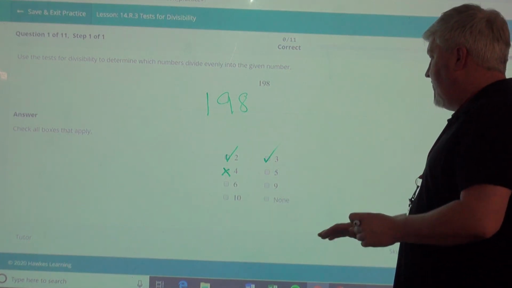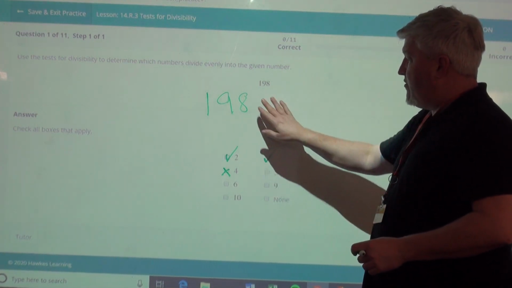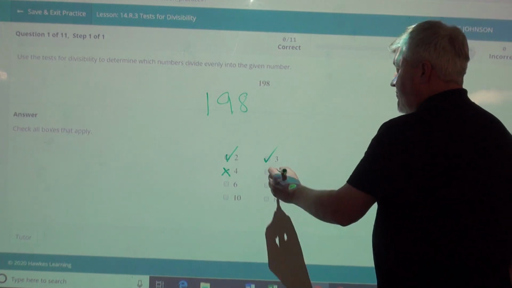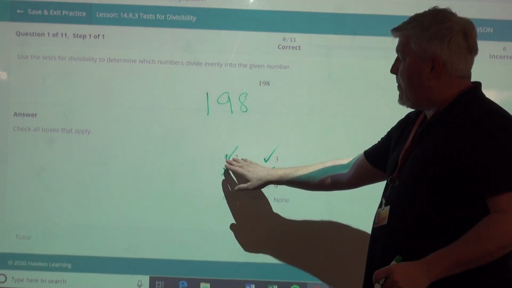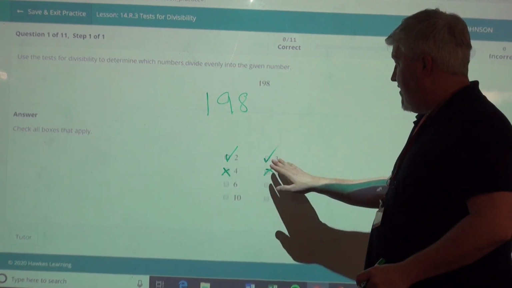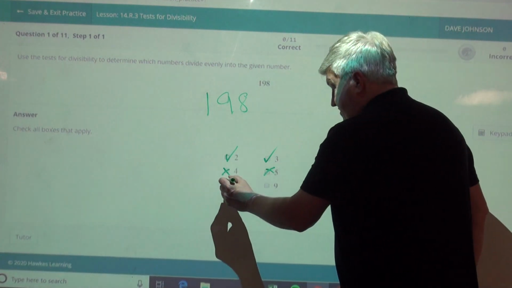Okay? Divisible by 5. Does it end in a 5 or a 0? No. Divisible by 6. Is it divisible by 2? Yes. By 3? Yes. Then also by 6.